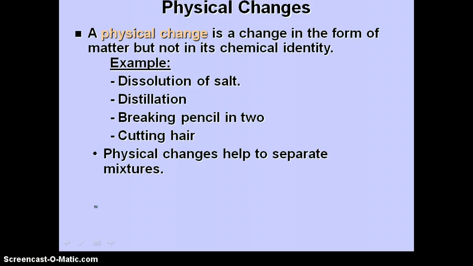So basically, physical changes will help us to separate mixtures. If we have a mixture in front of us, we can go through physical properties and help to separate it out. Like whether something floats and something else sinks, we could separate those two things out based on physical properties.